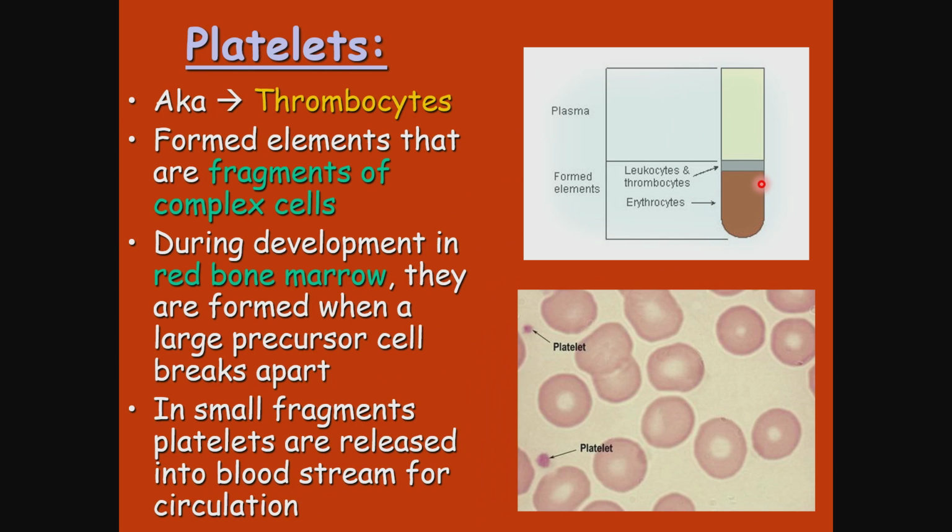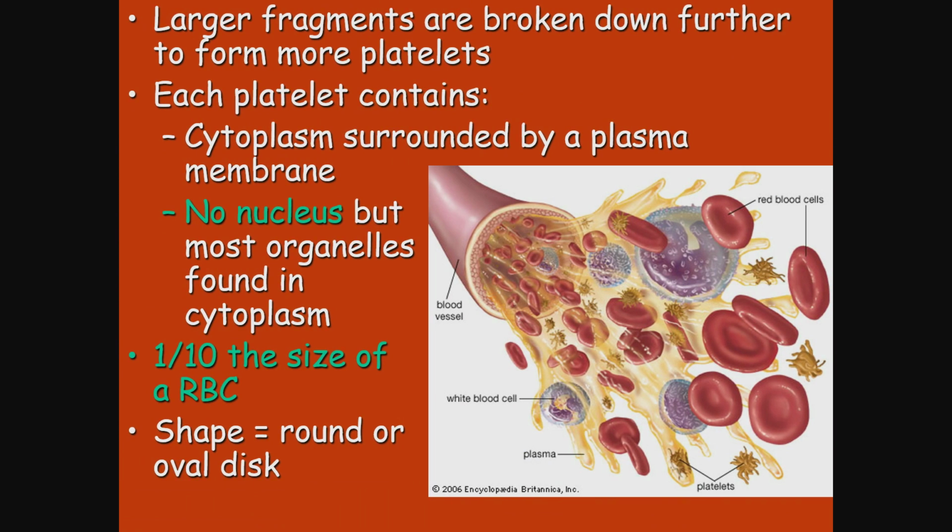So the platelets are formed elements that are fragments of complex cells, and during development in the red bone marrow, they're formed when large precursor cells break apart into little pieces. In small fragments, platelets are released into the bloodstream for circulation. The large fragments are broken down further to form even more platelets.